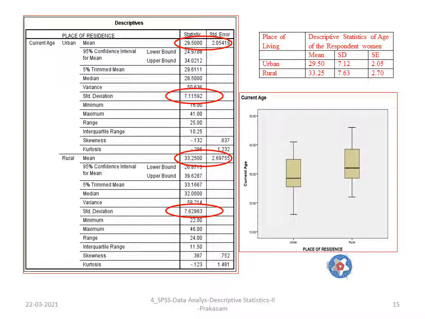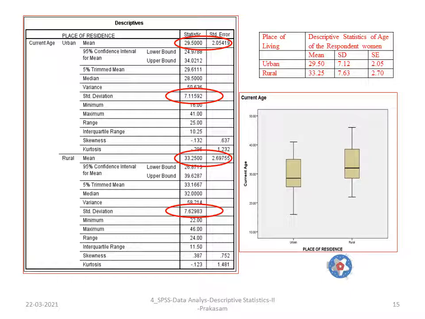This shows clearly that the mean age of the respondent woman is 29.50 with a standard deviation of 7.12 in the urban area, and in the rural area it is 33.25 with a standard deviation of 7.63. With that we can say that the mean age of the woman in the urban area is lower than in the rural area. We can also do a test of significance when we discuss the significance of the mean and standard deviation next. Down below you can see the graph, the box plot.